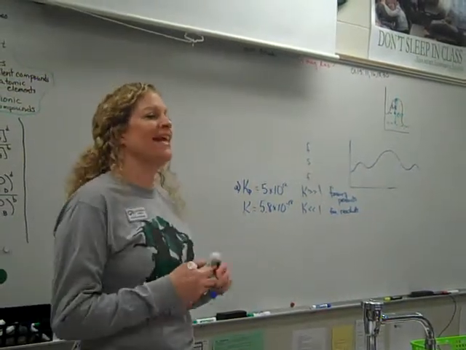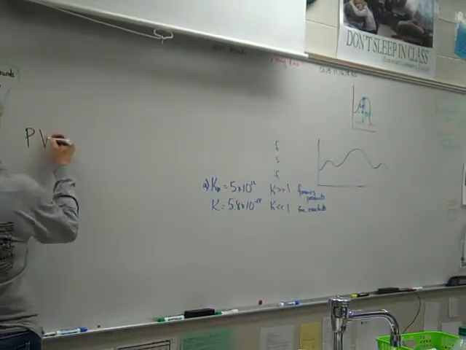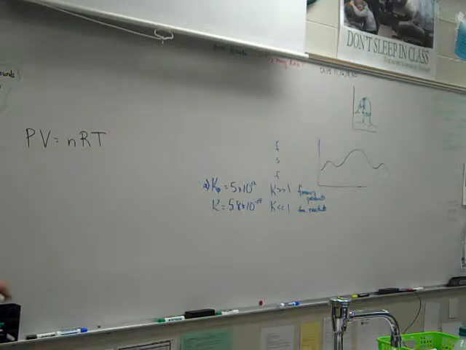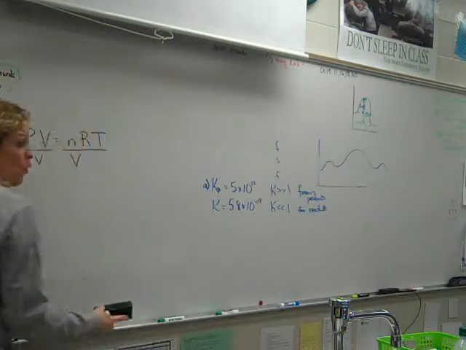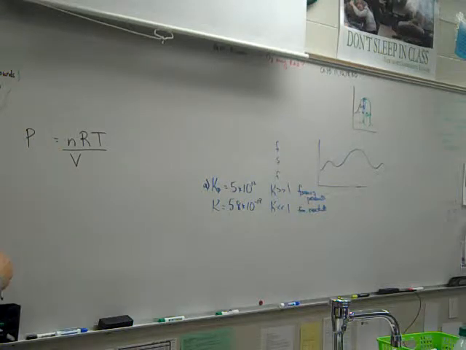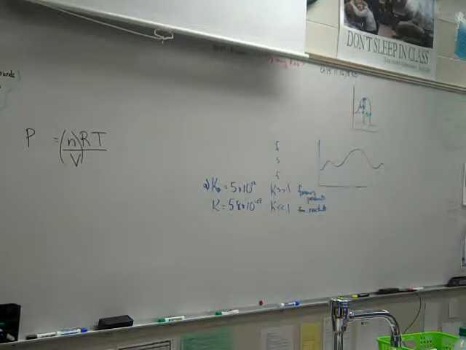Okay, guys, tell me, what is the ideal gas law? PV equals nRT. You guys know that very well. What if we wanted to solve just for P? What would I do? Divide by V. So what I'm going to get here is pressure equals nRT over V. Now what I want you guys to see is, isn't n over V moles per liter? Oh, it's molarity. Right.